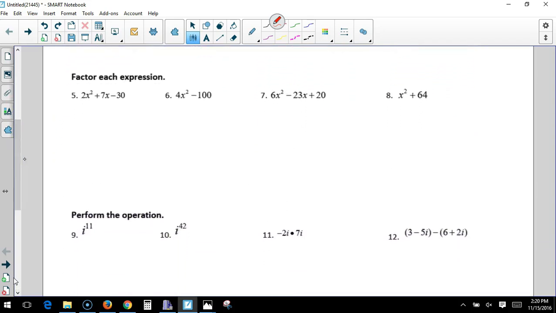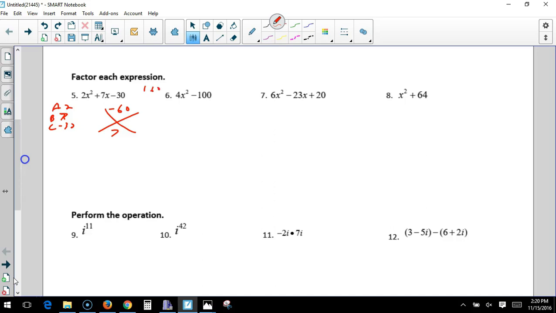Okay, factoring. Well, these are not all even, so I cannot divide out the 2. I'm going to identify A, B, and C first, always. 2, 7, negative 30. I'm going to do my ABC method. 2 times negative 30 is negative 60, and B is 7 down here. So I need 2 numbers that make 60 that differ by 7. Because one's going to be positive, one's going to be negative.